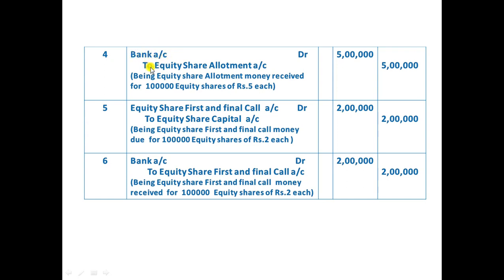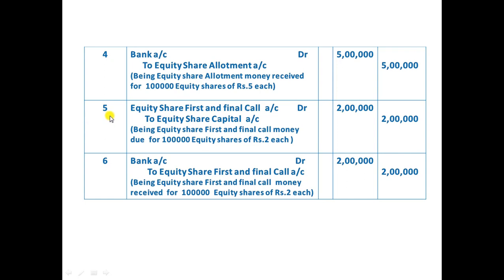So bank account debited to equity share allotment credited. Again the bank balance is increasing because of the second installment. The second installment is an equity share allotment, that's why we credited equity share allotment. Already I said, according to the American approach, whenever the bank balance is increasing we need to debit it, and whenever the bank balance is decreasing we need to credit it. So here the allotment money a company is receiving through the bank account, so debit the bank and credit the equity share allotment account 5 lakhs, 5 lakhs.